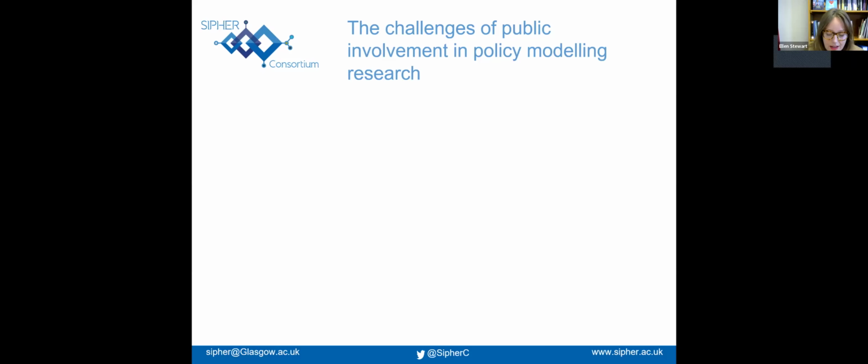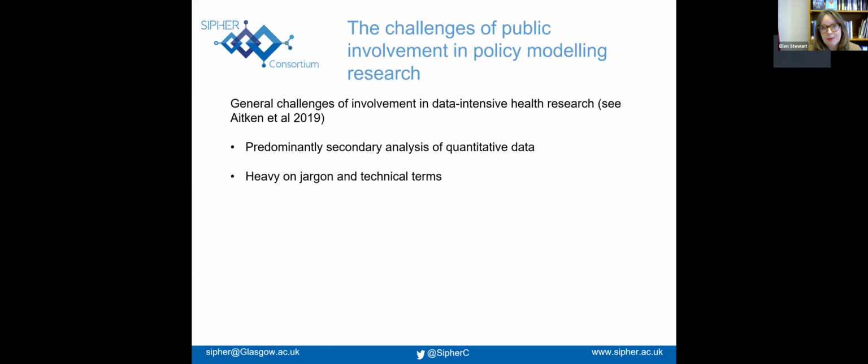There's a really excellent consensus statement that was published in 2019 by a group of researchers and involvement practitioners, specifically about how difficult it can be to involve members of the public in data-intensive health research, so the big data research that SIPHER is one example of. And one of the points that they make very eloquently in that paper is that data-intensive researchers mostly rely on secondary analysis in which people's complex, sometimes difficult lives are transformed into data points at vast quantity.